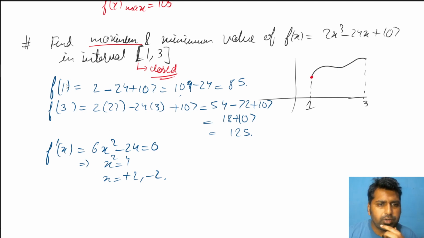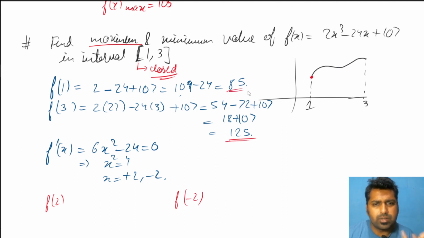So what you do, we have already calculated f of 1, f of 3. Now if you want to do this directly, just directly calculate f of 2 and f of minus 2, and then let's compare the values, this value, this value and this value. We'll see, because out of these values something will be maximum, something will be minimum. That's it. Rest of the values will be in between. So we can go for the double derivative test also, but I'm just saying that effectively we have to compare. So let's calculate at 2 and minus 2 also.